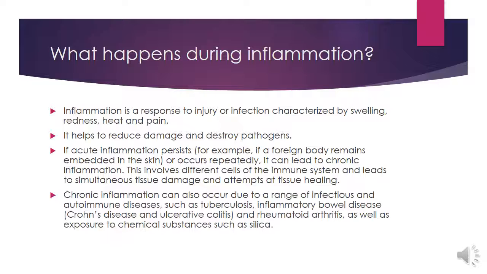Chronic inflammation can occur due to a range of infectious and autoimmune diseases. So you've got tuberculosis, which affects the lungs, inflammatory bowel disease, IBS is what you see on TV, or Crohn's disease, or ulcerative colitis. You've seen all of those on TV, I'm sure, in the commercials. And rheumatoid arthritis, as well as exposure to chemical substances such as silica.